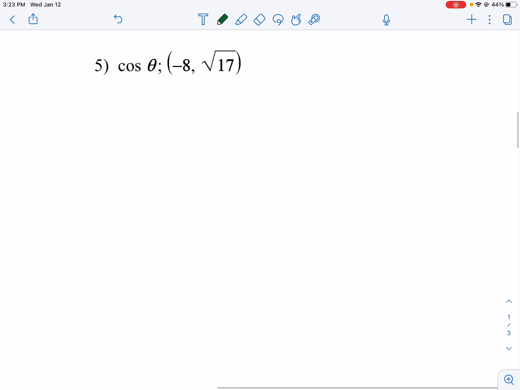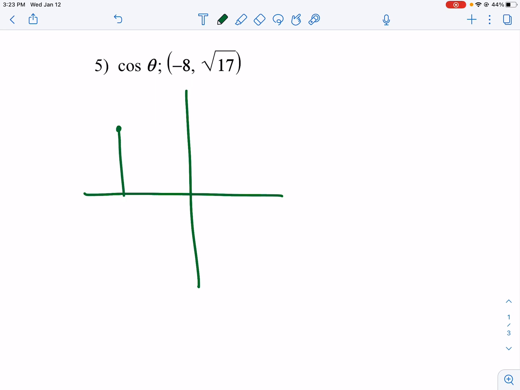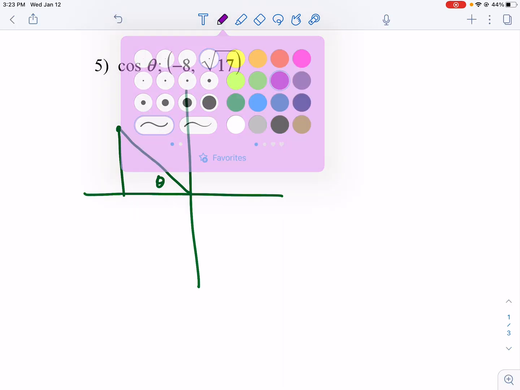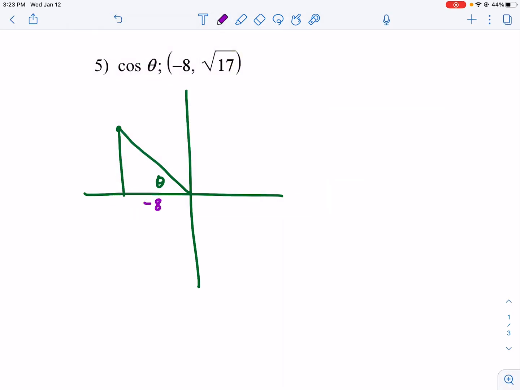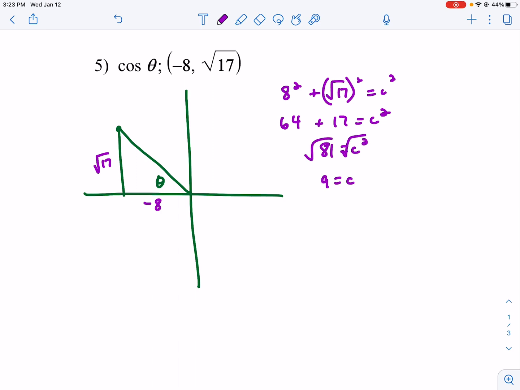And last but not least, something in the second quadrant. Again, plotting my coordinate, connecting to the x-axis here, creating theta, labeling my triangle. So let's see here. This would be negative 8, and this would be radical 17. Cosine needs the hypotenuse, so 8 squared plus radical 17 squared. When you do this, you get 81 equals c squared, and when you take the square root, you get 9. So the cosine would be negative 8 over 9.